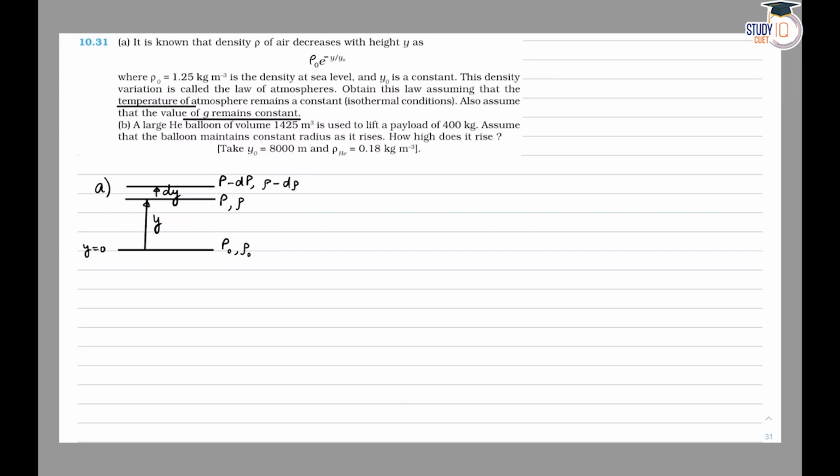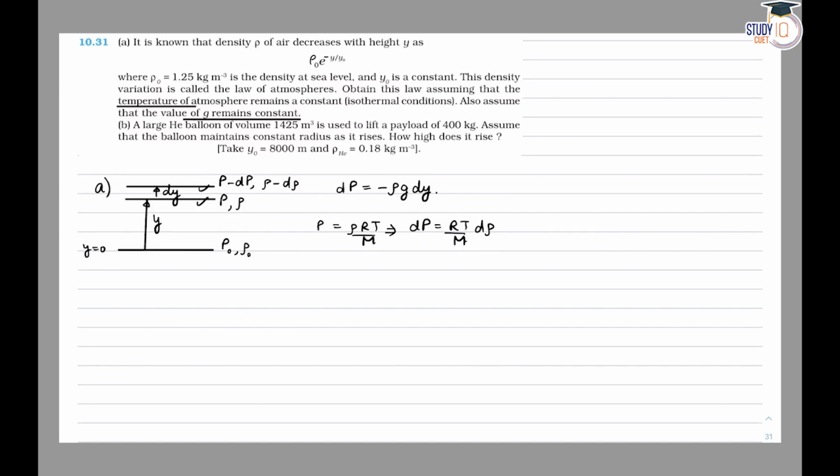Now I can write that the change of pressure with height across these 2 points, dP, can be written as minus rho g into dy. But we have pressure is equal to rho RT by M. And from here I can write dP is equal to RT by M into d rho, because temperature has been assumed as constant, molar mass is constant, and our gas constant is constant.